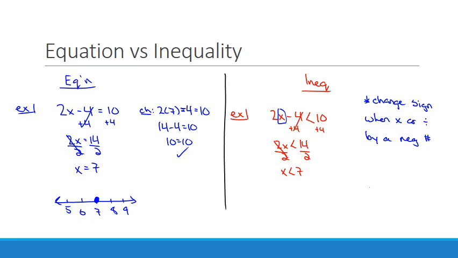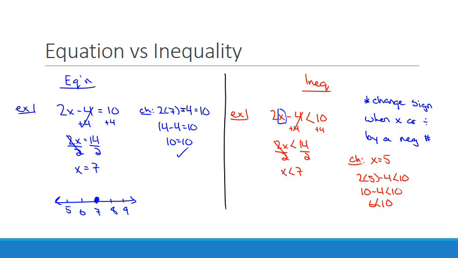Anyway, to check this, any value that is less than 7 will work. So 6, 5, 4, 3, 2, 1, whatever. So let's check this real quick. Let's say I'm going to check it with x is 5. So that's less than 7. So 2 times 5 minus 4 is less than 10. 10 minus 4 should be less than 10. 6 is less than 10.